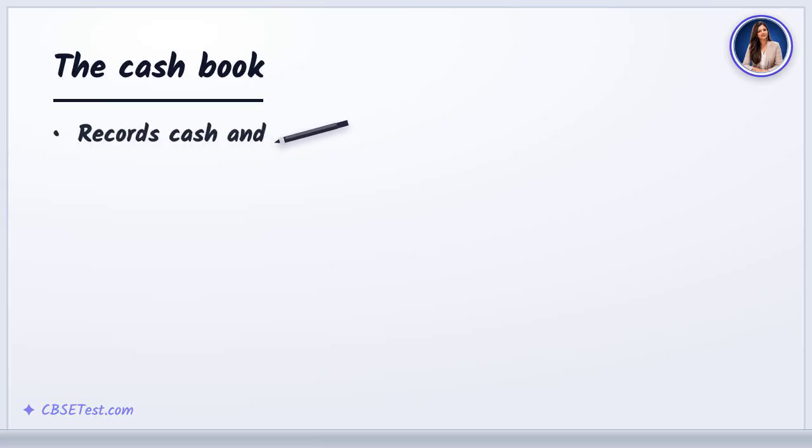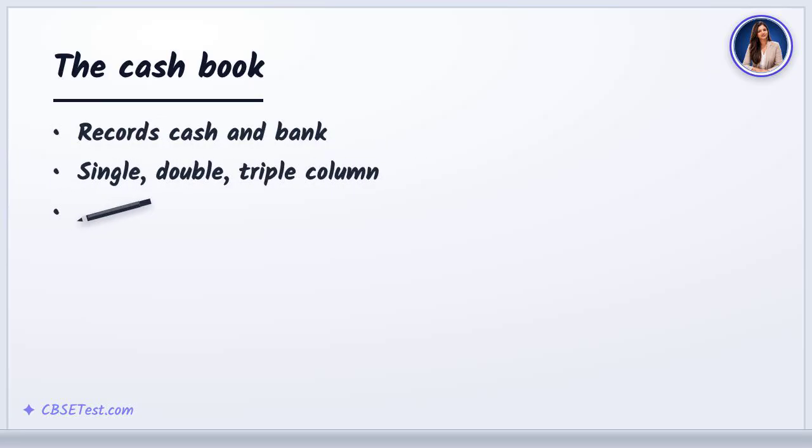The cash book records all cash and bank transactions. It can be a single column, double column with cash and bank, or triple column adding discount. Interestingly, the cash book acts both as a journal and as a ledger account for cash.